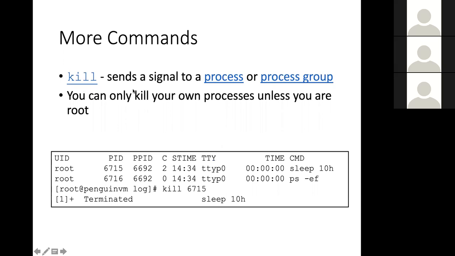Kill is to kill a particular process. Okay, you can kill your own process unless you are the root. Right? So when you say kill process ID, this is a process ID 6715. So if you say kill, it just kills that process.